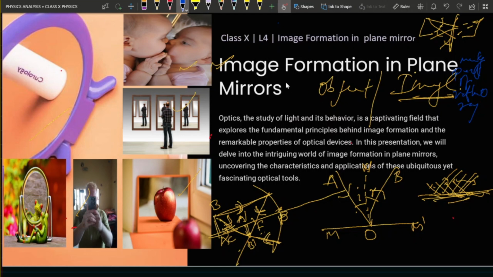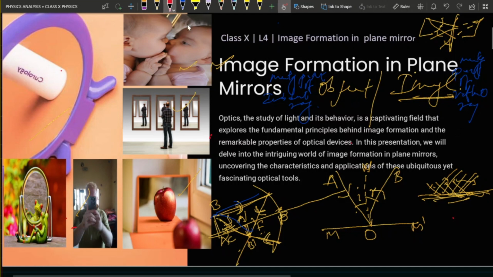The same applies in the case of an object. See how in an object also this incident ray is meeting, where? At this point, like an object. So about object I can write the meeting point of incident rays. So the meeting point of incident rays forms an object, and the meeting point of reflected rays forms an image.